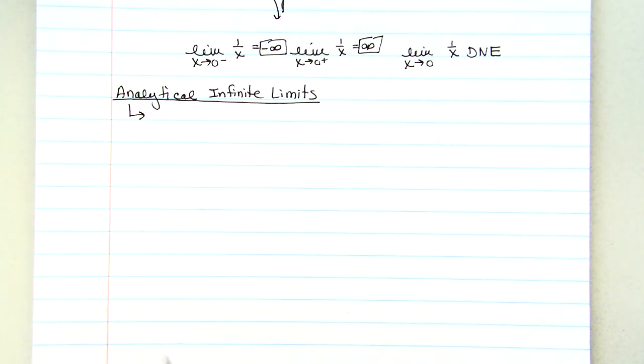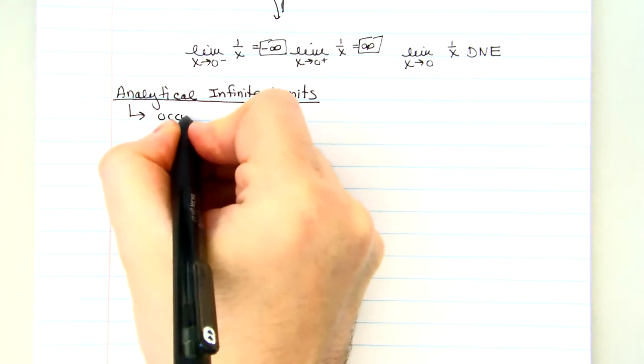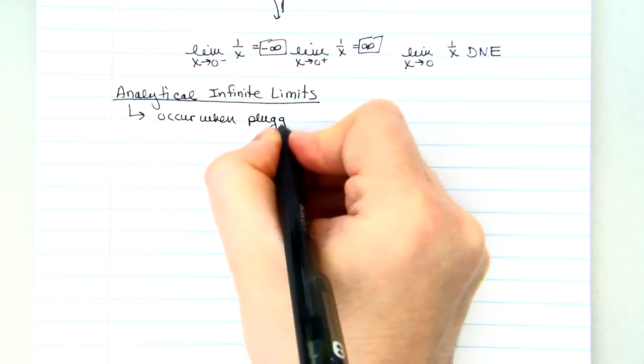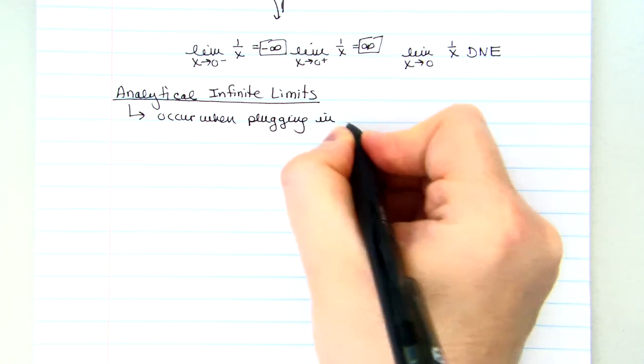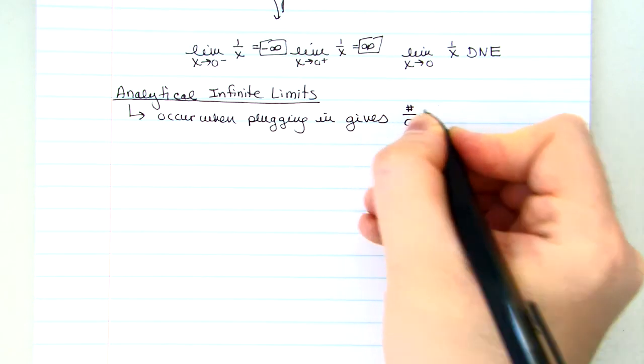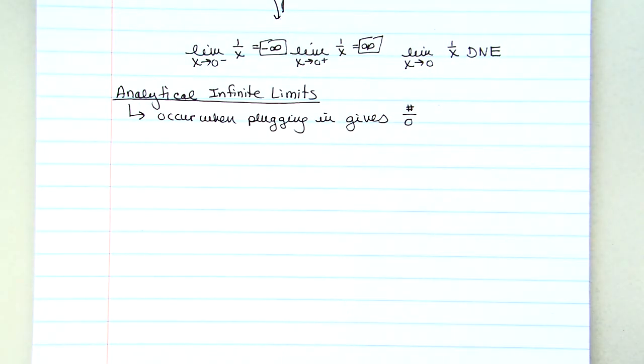These infinite limits will occur when plugging in gives us a number that is not 0 over 0. By the way, when I say a number, I mean a non-zero number. Some non-zero number over 0. That's our sign. That's why I want to start every problem by plugging in: 0 over 0, you know you've got your tricks for that. 5 over 0, that's going to give us one of these infinity cases.